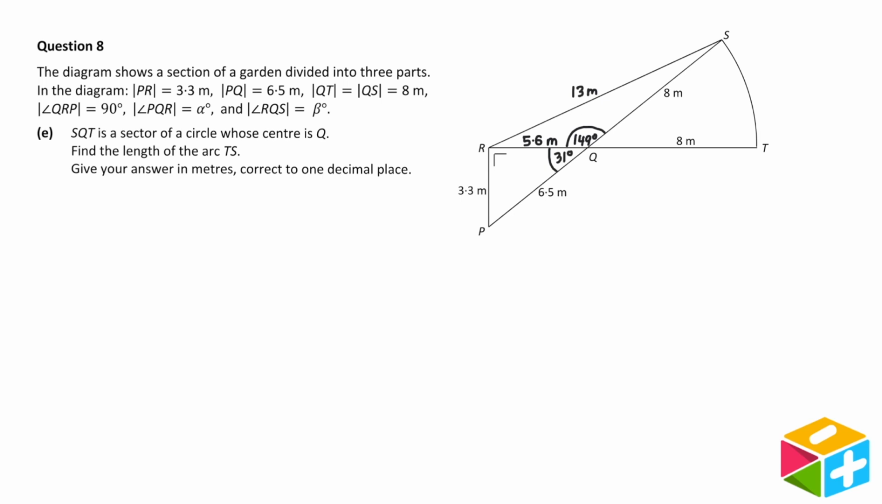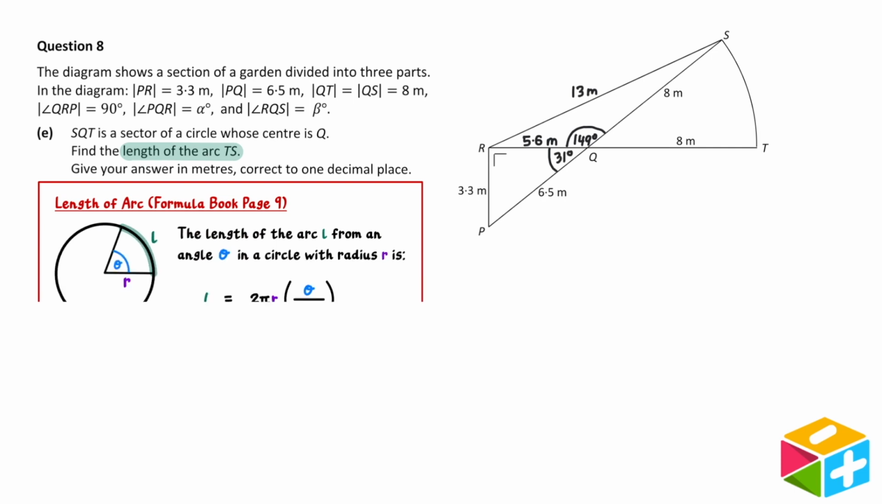In this question, we need to find the length of an arc. There's a result on page 9 of the formula book which will help here. It says that the length of the arc, L, from an angle theta in a circle with radius r is L is equal to 2 pi r times theta over 360 degrees.